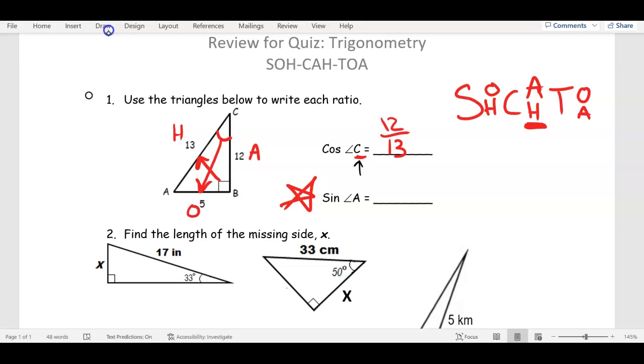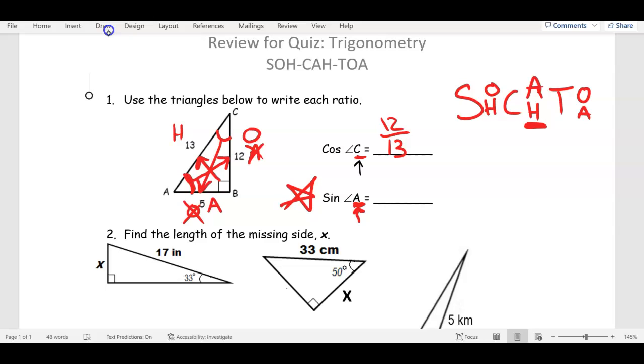It says sine of angle A. I cannot use the same OHA. Okay, it says sine of A, so I have to start at angle A. So I'm going to cross out A and O on the outside. And my arc is now going to be here at A. Okay, so starting at angle A, my O is actually 12, H is the same, and my A is 5. Do you see how when they change the angle, it changes O and A?